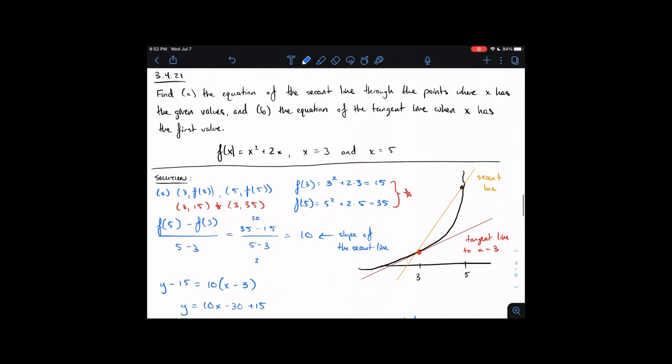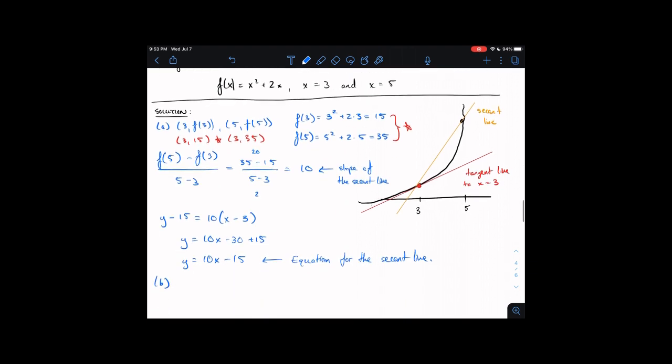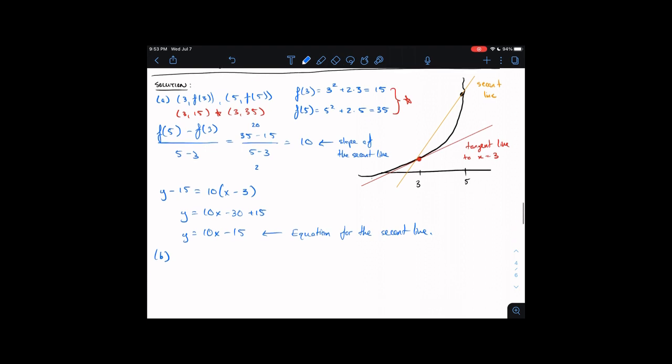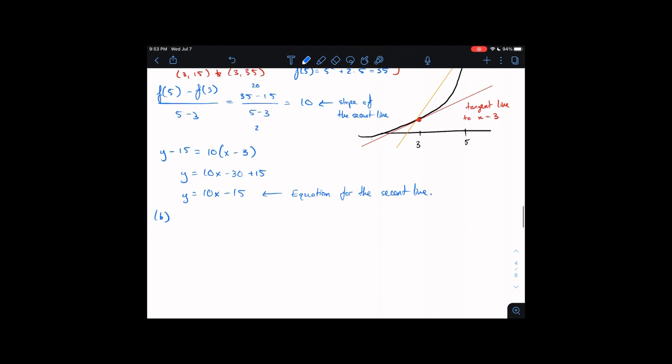Now the second part asks us to find the equation of the tangent line when x has the first value. So when x equals 3. How we do that is we find the instantaneous rate of change at x equals 3, because that gives us the slope at a specific point. And then we can use the information that we just got from the previous part and figure out the rest of it.